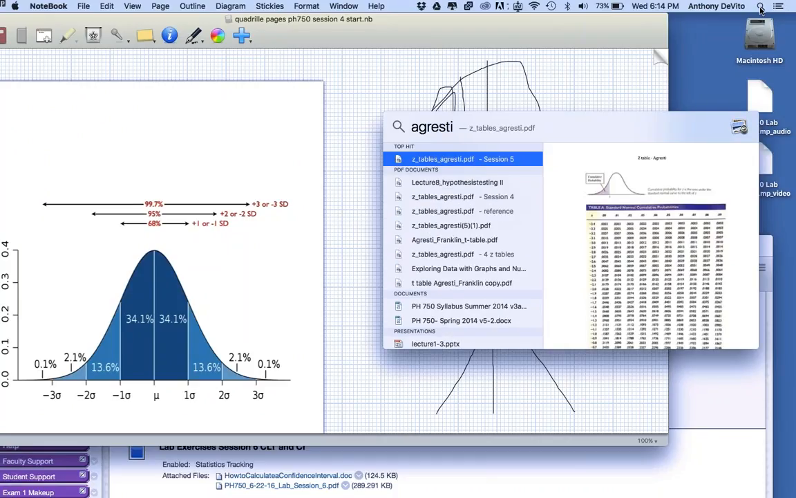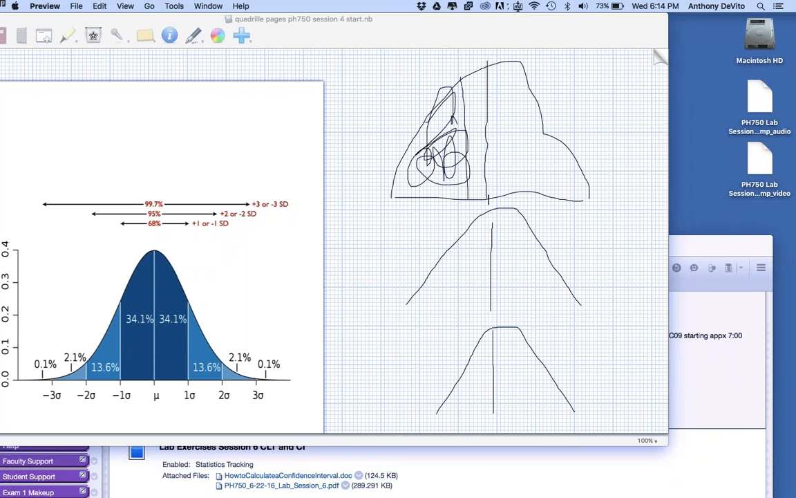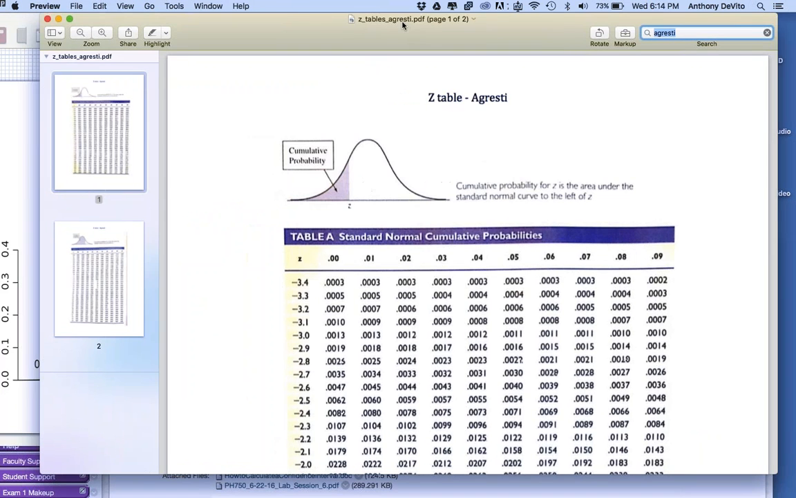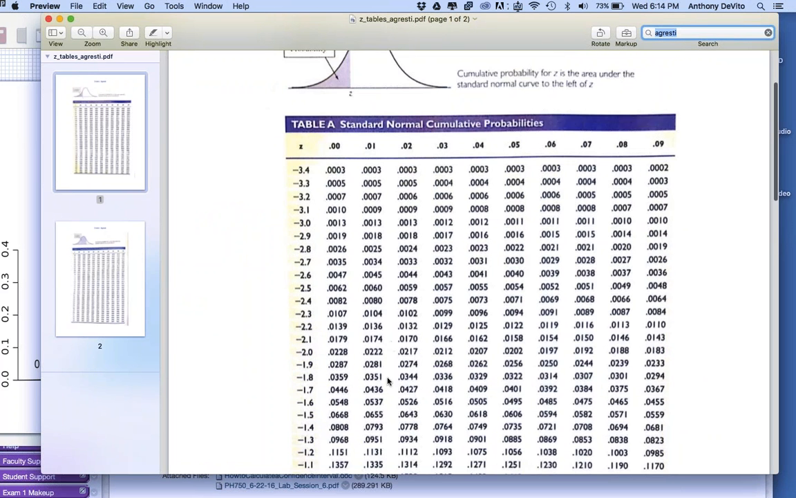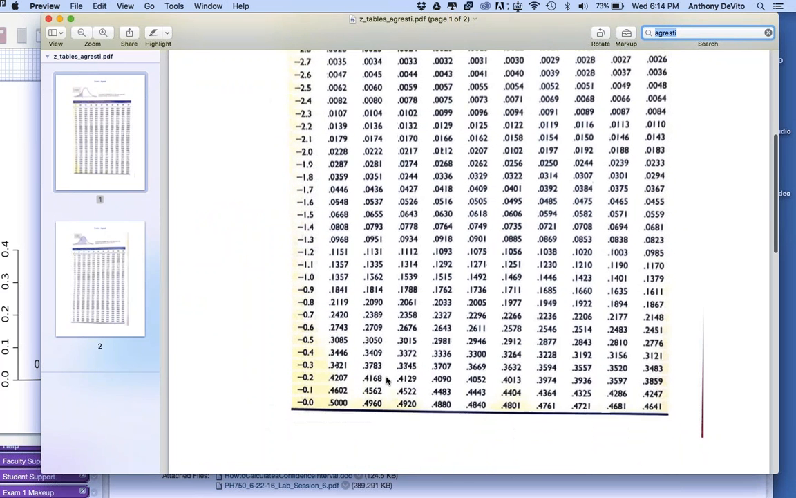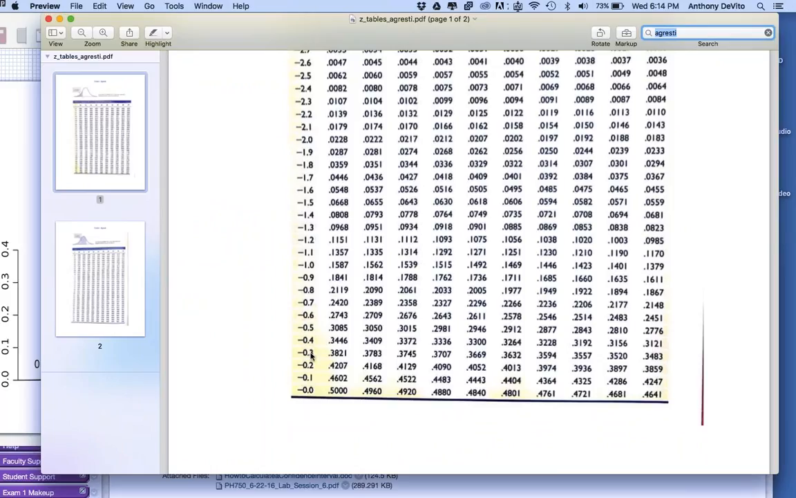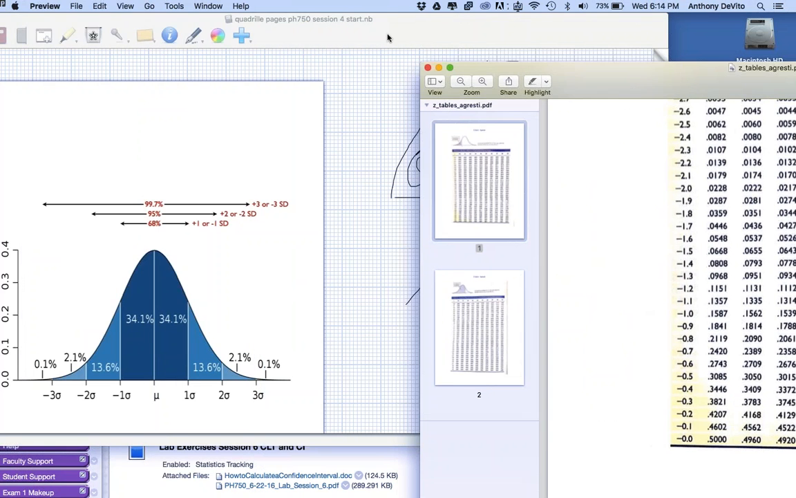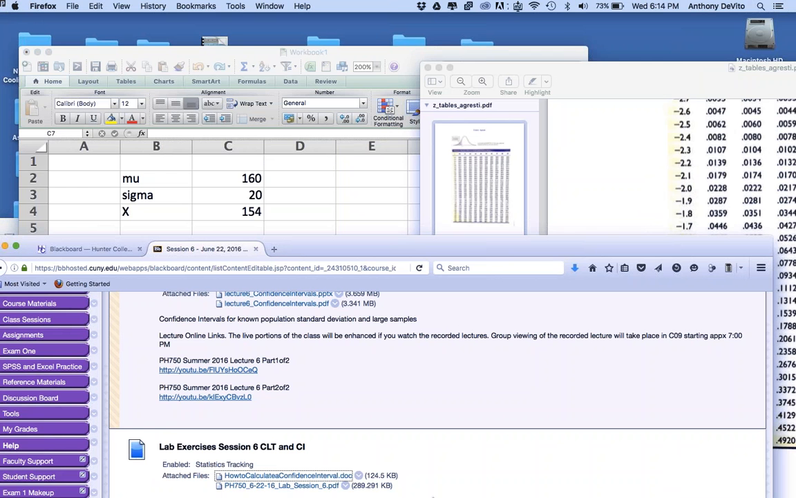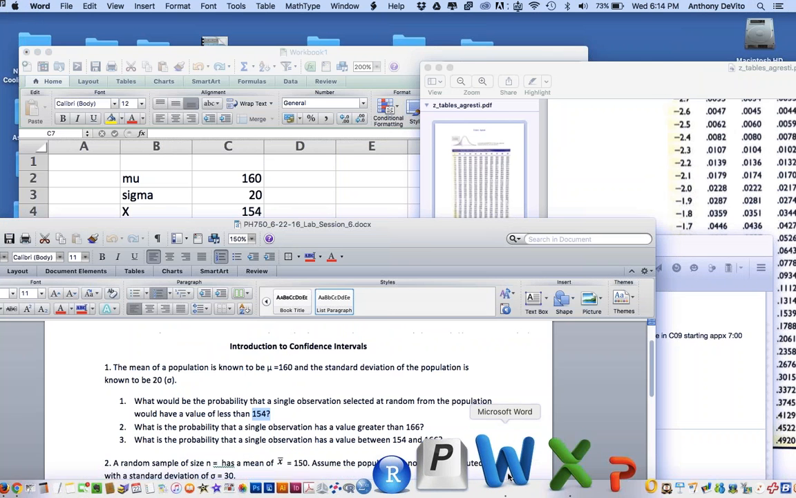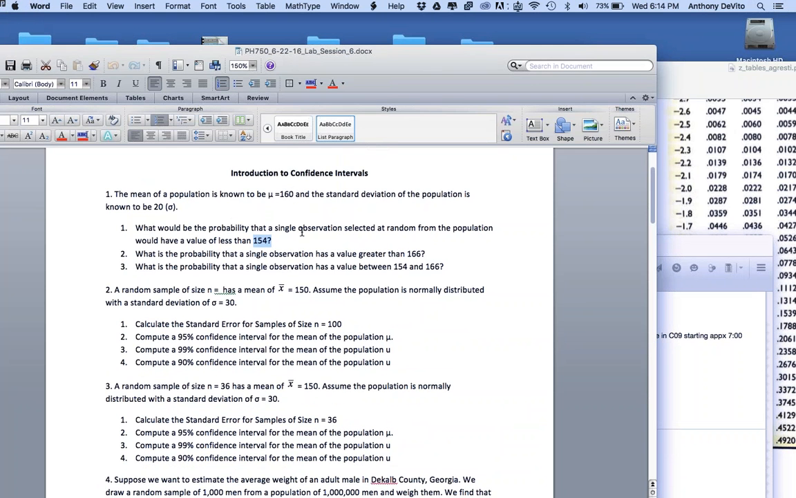In case you don't like using Excel for the areas, I'm going to open up Agresti and look for the area to the left, as shown in the diagram, of the z-score of 0.30, and it's 0.382. So that area is 38.2%. Let me go back to our homework problem. So that would be 38.2.